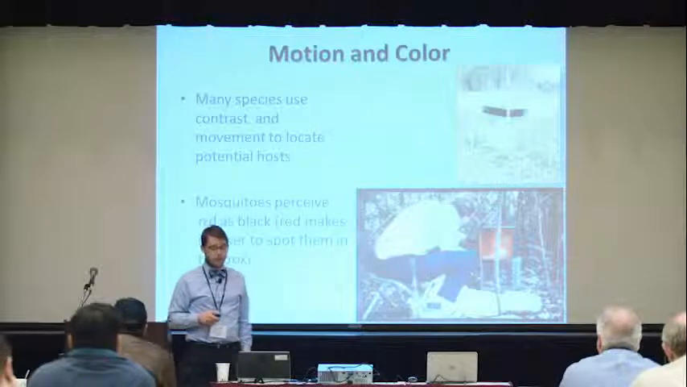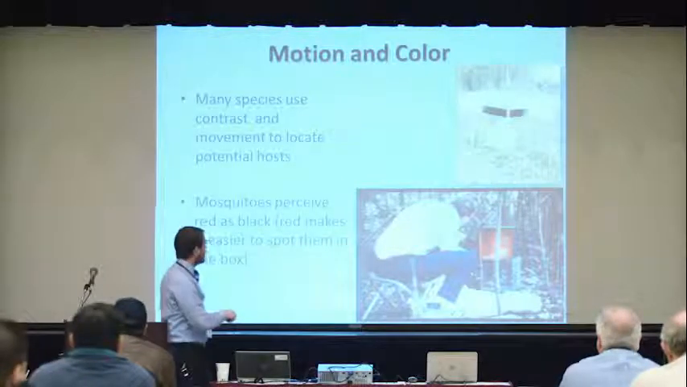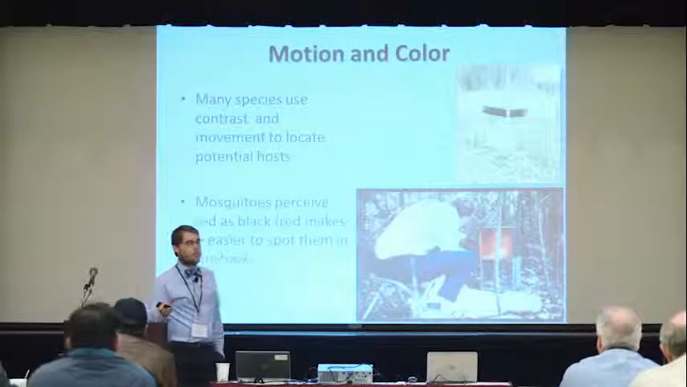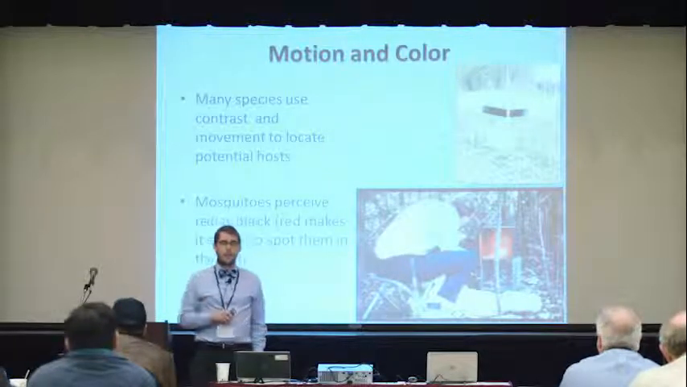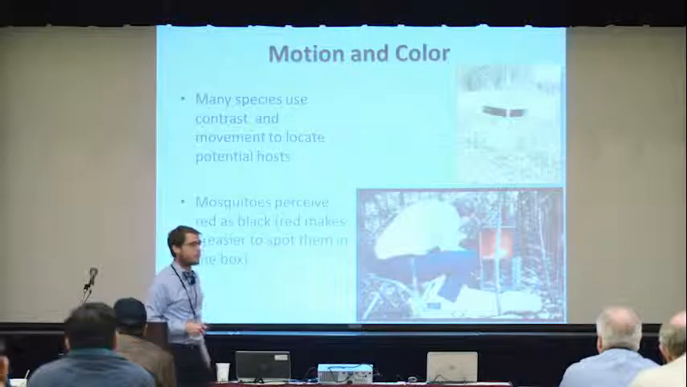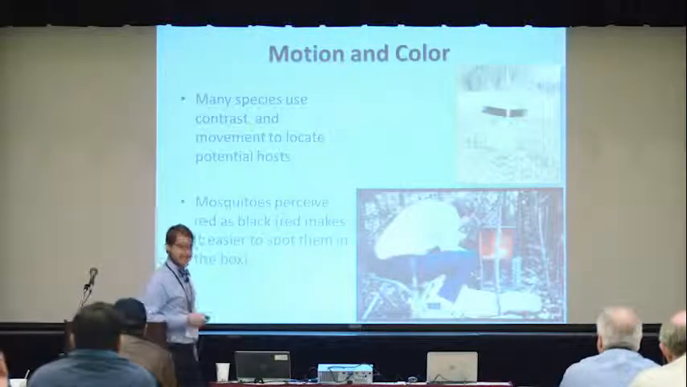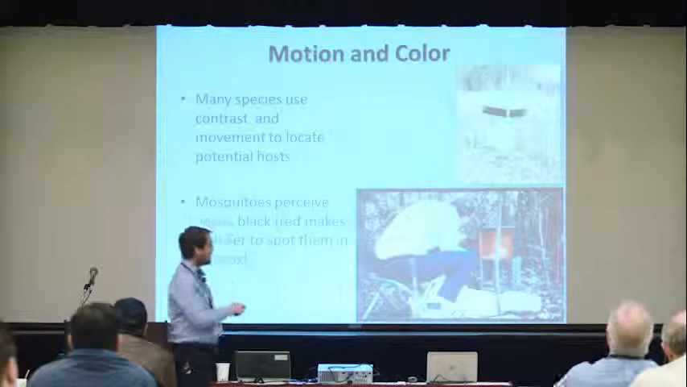We have motion and color. So the color on a red box, I always wondered why it was red on the inside. And I knew that mosquitoes saw it as black, and really the only reason it's red is because it makes it easier to collect the mosquitoes that are resting inside it, and they see it as black anyways, which is genius. And then the omnidirectional Fay prints.